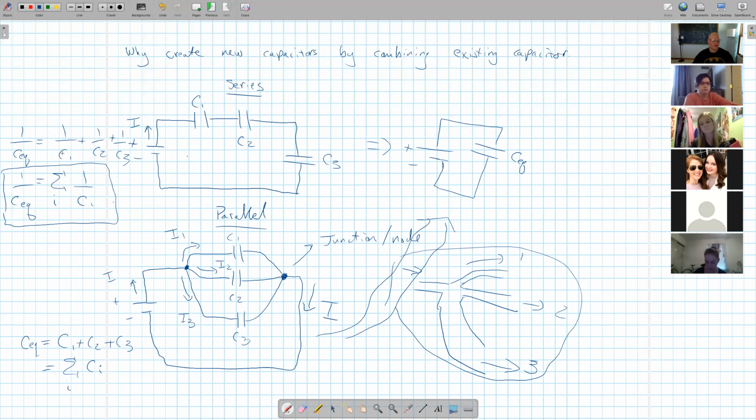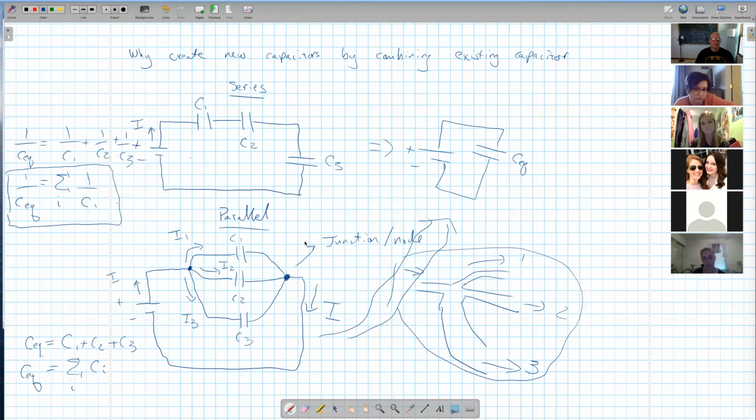So I would add 1 over the capacitance of C1 plus 1 over the capacitance of C2 plus 1 over the capacitance of C3 to then find the equivalent capacitance. At the end of the day, I have to invert this to find the equivalent capacitance. If they are connected in parallel, we then simply sum all the capacitances together. So here, the equivalent capacitance would just be the sum over all 3 of these different capacitors.